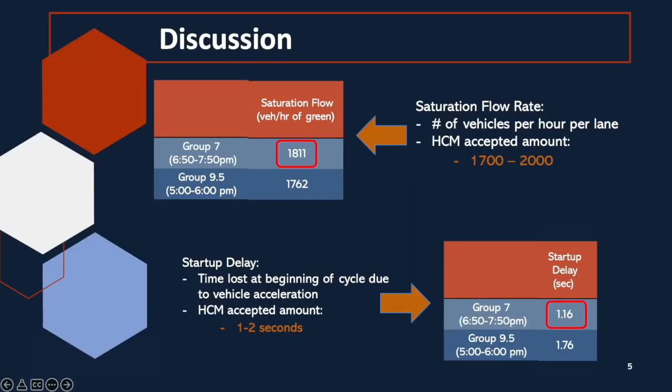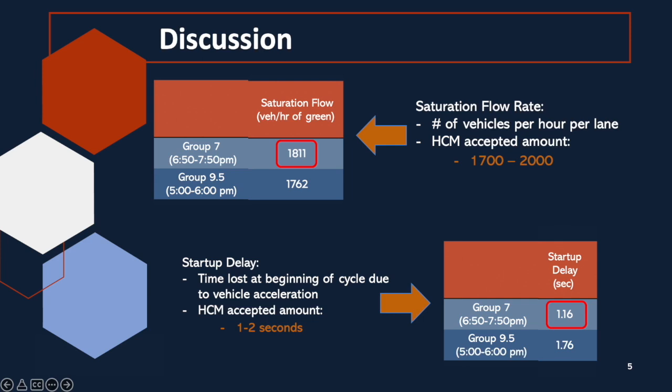First, we have the saturation flow rate, which is the number of vehicles per hour per lane. The Highway Capacity Manual has an accepted amount of 1,700 to 2,000 vehicles per hour per lane. Our total saturation flow was 1,811, which falls within the recommended amount. And Group 9.5 had 1,762, which also falls within the recommended amount.